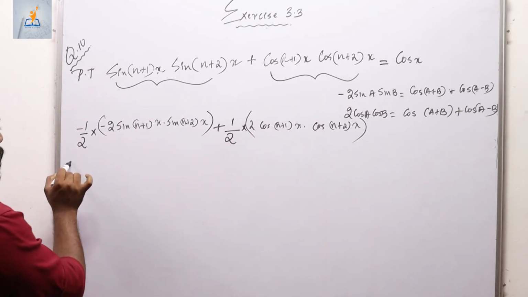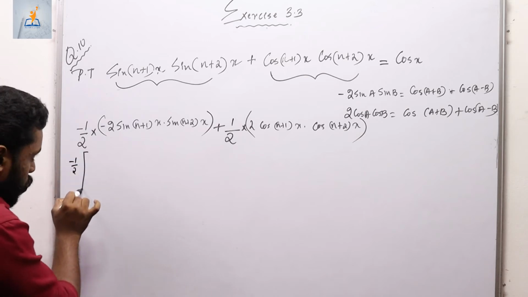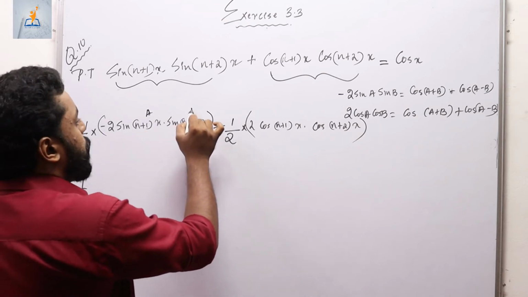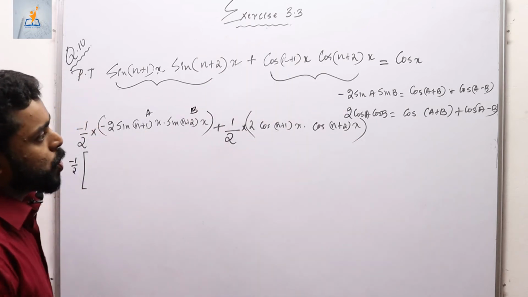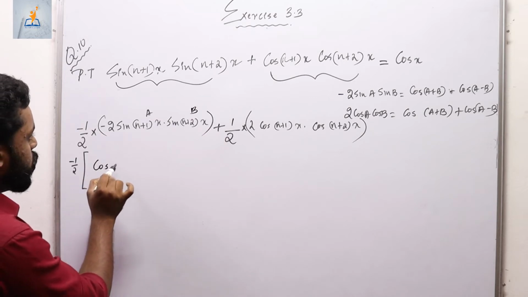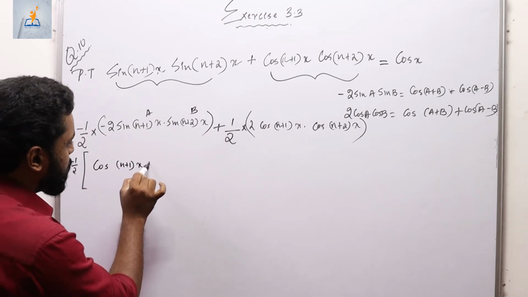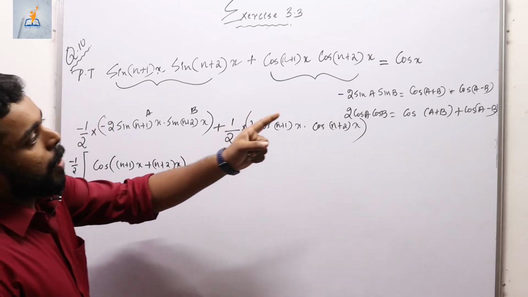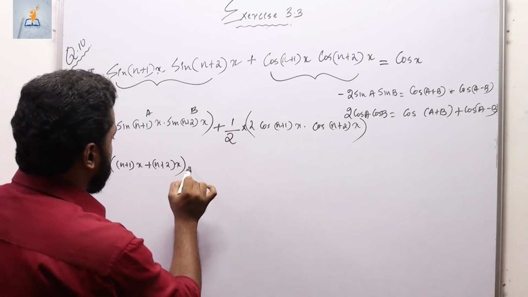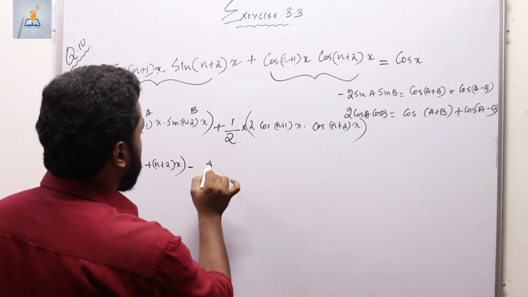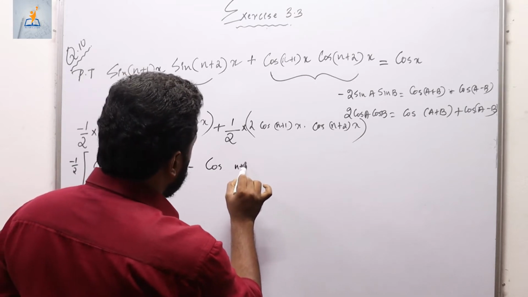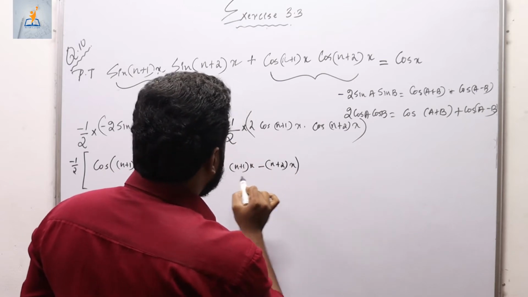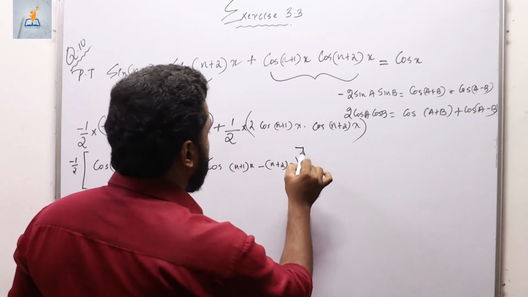So it will become minus 1 by 2 into, here (n+1)x stands in the place of a, (n+2)x stands in the place of b. So cos(a+b) plus, minus cos(a-b). So it will become cos((n+1)x + (n+2)x) minus cos((n+1)x - (n+2)x). So this is the second term of the first bracket.